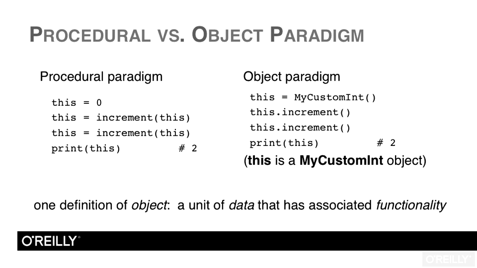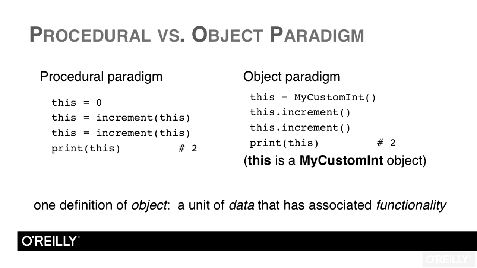Compare this code to the code on the right. This is not an integer in the object paradigm. This is a myCustomInt object. It's an object that I designed myself in a class called myCustomInt. The myCustomInt design includes a method called increment, and I'm calling increment on the object. Now the result is the same, and you can imagine that within the myCustomInt object, there's an integer.